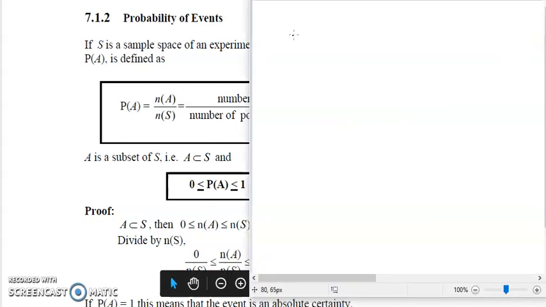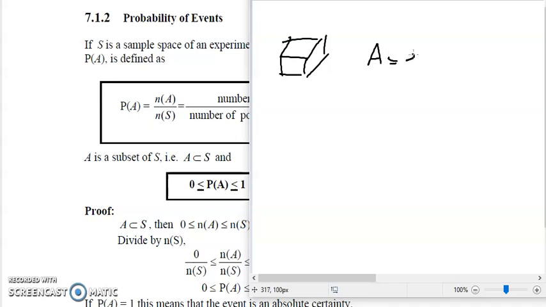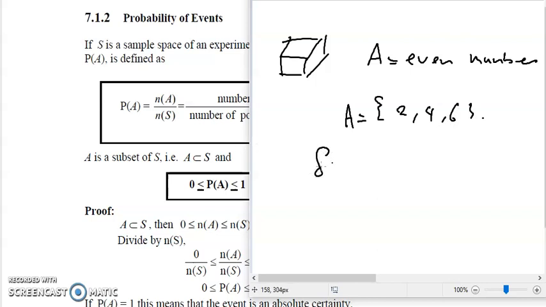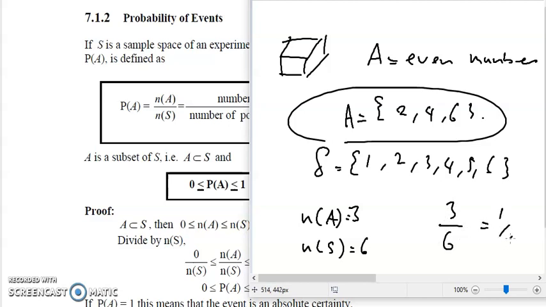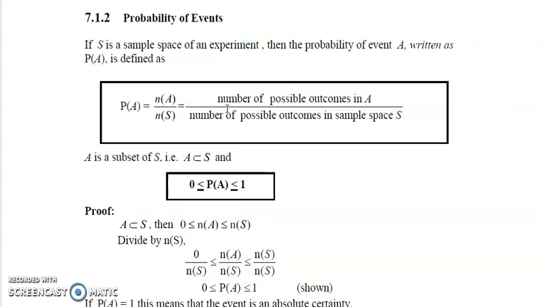Let's say you are rolling a dice, and for event A, you want to get an even number. So you know event A will have 2, 4 and 6. And the sample space that you have is 1, 2, 3, 4, 5 and 6. So the total is 6. You just want the total of A, so the number of A is 3 and the number of S is 6. So you'll have 3 out of 6, which is 1 over 2, as already discussed just now. So this is how we use the formula.